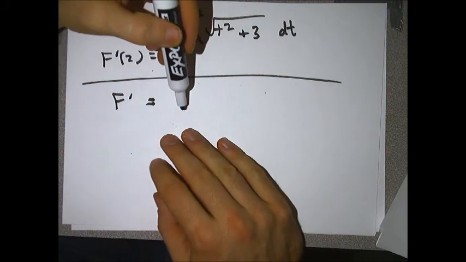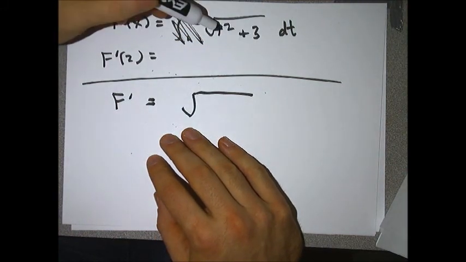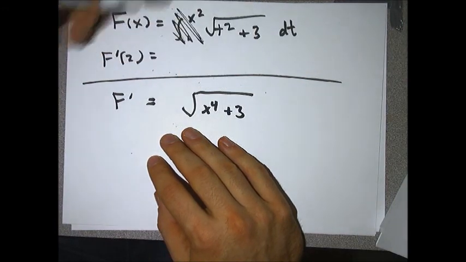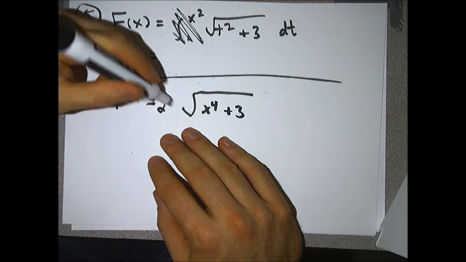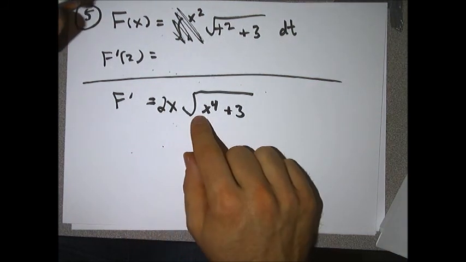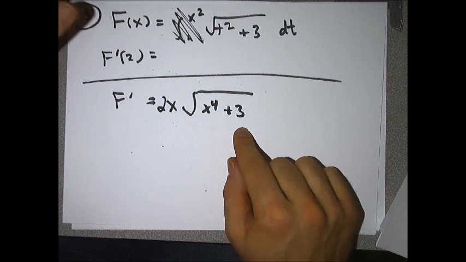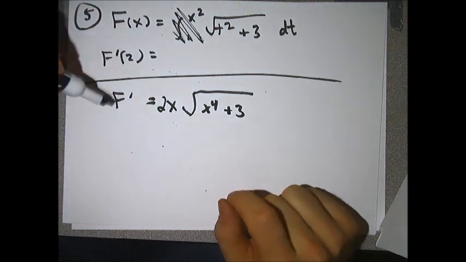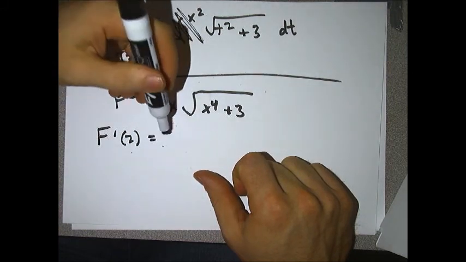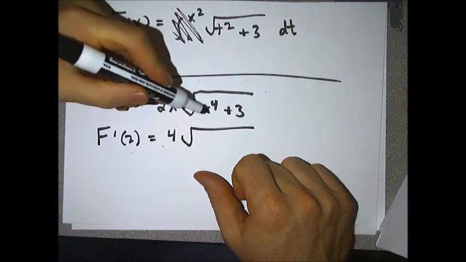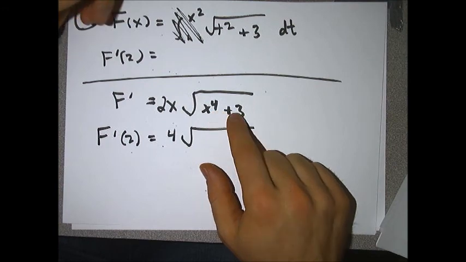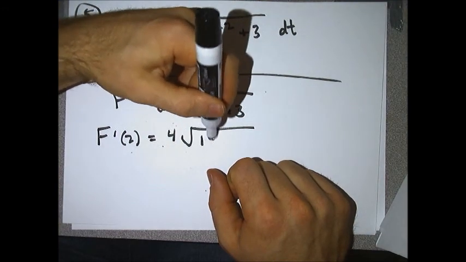When you plug in the top bound, x squared squared is x to the 4th plus 3, and you need to multiply through by the chain rule. So f prime is 2x times the radical of x to the 4th plus 3, and the problem asks us to plug in a 2. So f prime of 2 is equal to 4. When I plug in 2 here, 2 to the 4th is 16. 16 plus 3, 19.